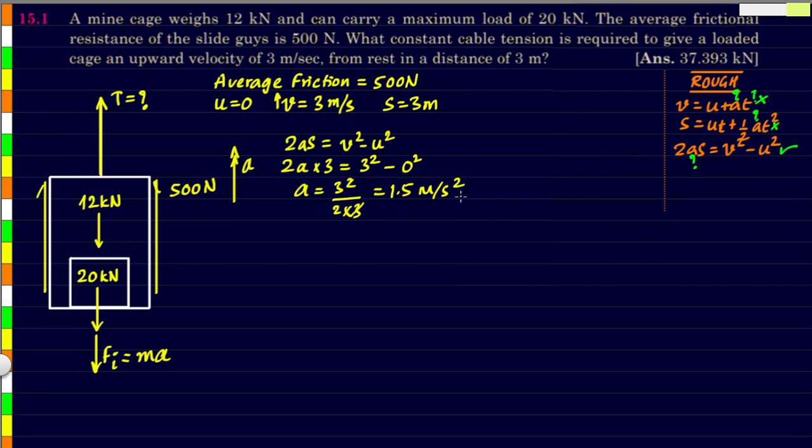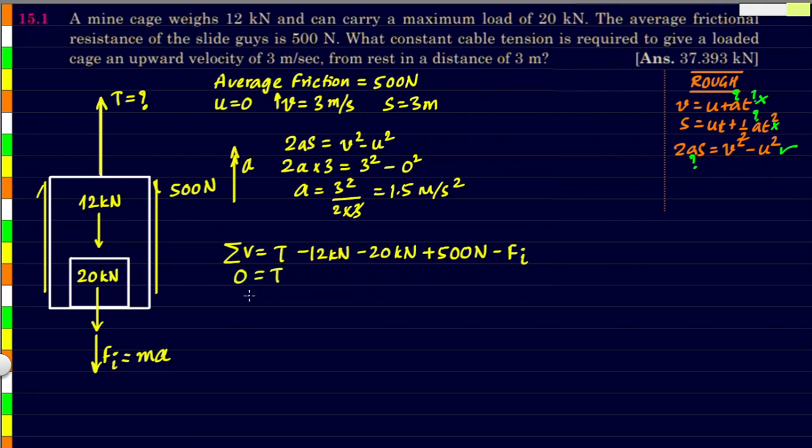Now that we know the acceleration, we can take the free body diagram of the lift and start applying equations of equilibrium on it. Because we have taken the inertia force as well, the object will still be in equilibrium. So let's take the sum of all vertical components. T is acting upwards, 12 kilonewton is acting downwards, and 20 kilonewton is also acting downwards. Friction force is acting upwards, and finally the inertia force is acting downwards. The sum total of all the vertical components has to be equal to 0 because the object is in equilibrium.